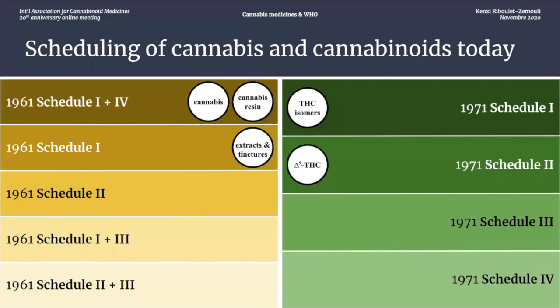The only five drugs that we have are these: cannabis and cannabis resin in Schedule 1 and Schedule 4 of the 1961 Convention, at the highest level of control, considered to have a lot of harms and very little medical use; extracts and tinctures, a bit lower in the 1961 Convention, only in Schedule 1. And then in the 1971 Convention, we have the isomers of THC in Schedule 1, so at a higher level of control than delta-9 THC, which is in Schedule 2.